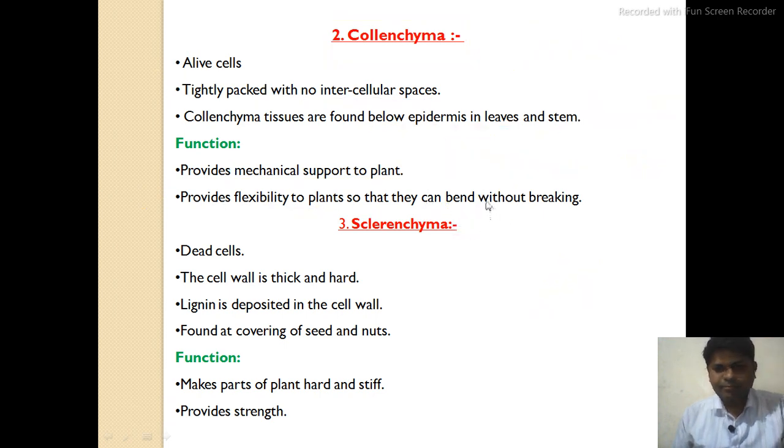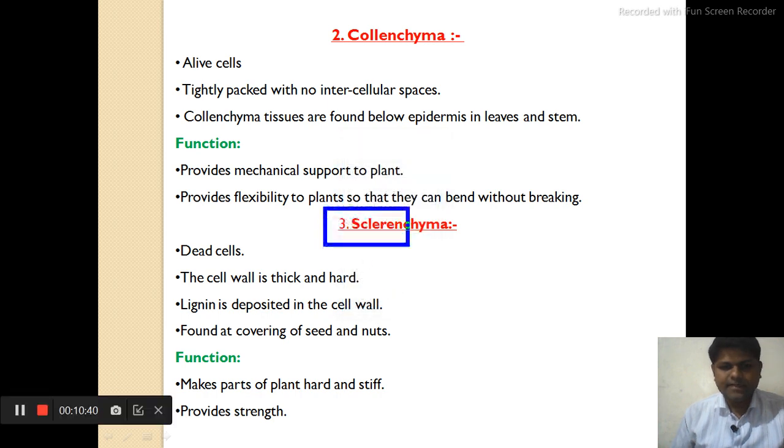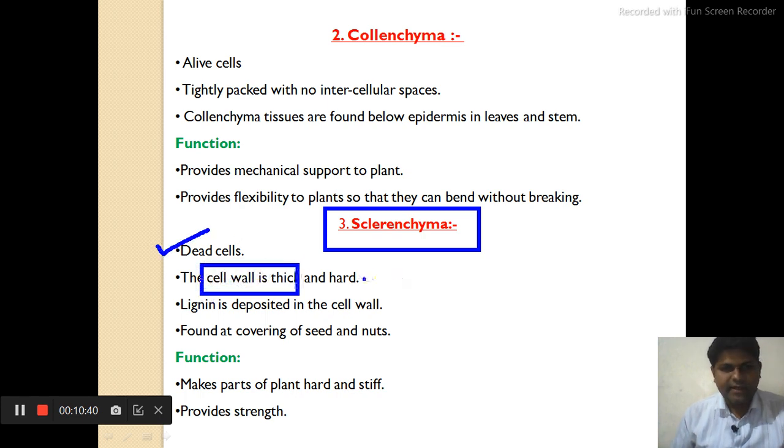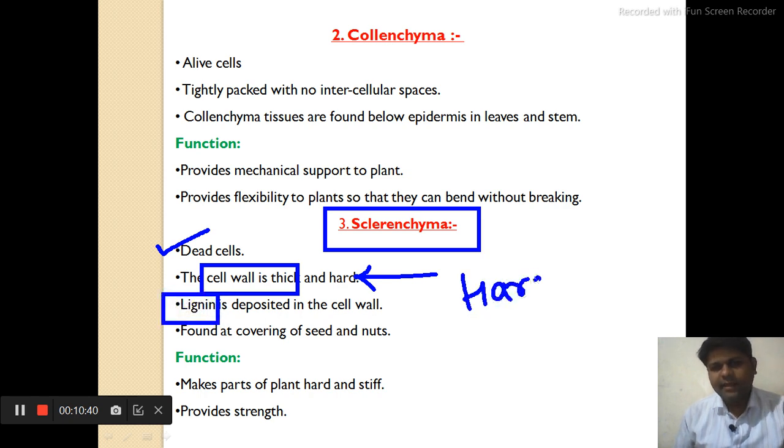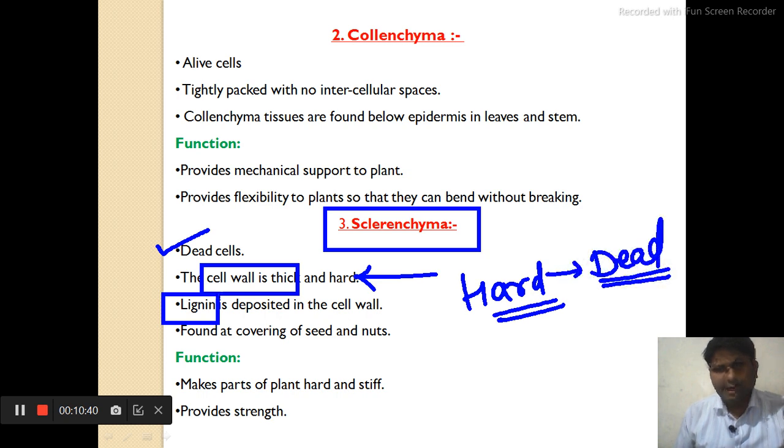Okay. The third type of cell is sclerenchyma. These cells are dead. Okay, and the cell wall is very thick and hard. And in parenchyma cell there was cellulose. In collenchyma there were cellulose plus pectin. And in sclerenchyma cell there is deposition of lignin. Lignin is a very hard material. Okay, and sclerenchyma cells are dead.